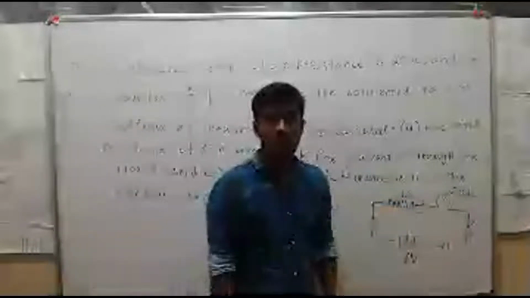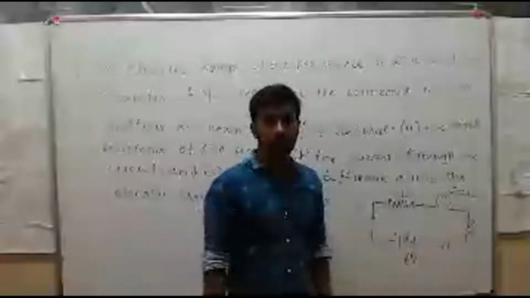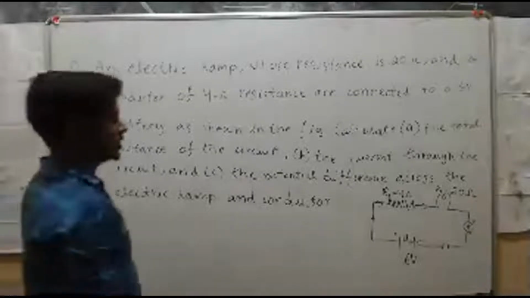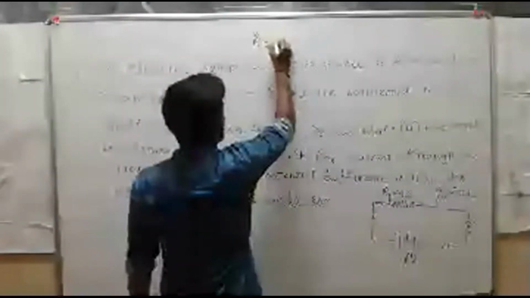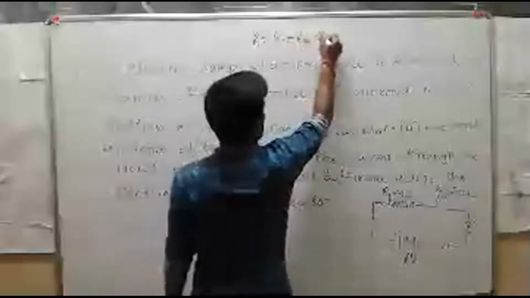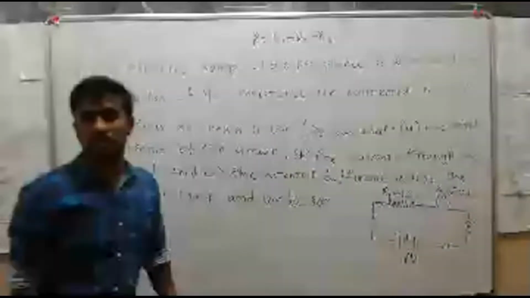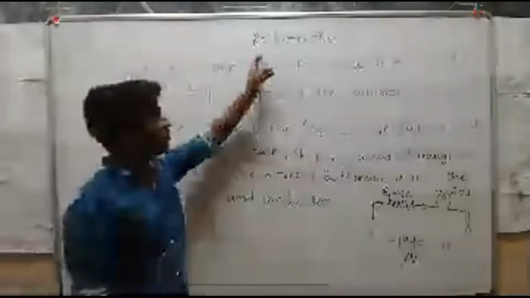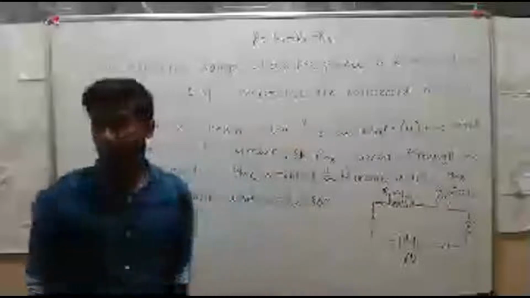First question, calculate the total resistance of the circuit. How to calculate total resistance? I will take this as R1 and this as R2. We have a formula: when the resistors are in series, to calculate the total resistance we use R is equal to R1 plus R2 plus R3 and so on. We use this formula only for series circuits, not for parallel circuits.